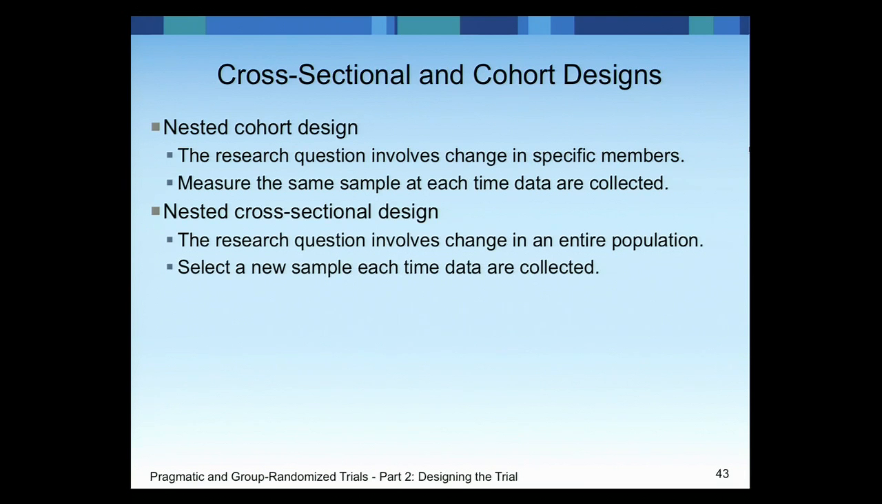As I mentioned, the nested cohort design measures the same sample of participants at each time point. This is the design that's preferred if your research question involves change in specific individuals or if you're interested in mediation analysis. The cross-sectional design involves different participants that are measured at each of the time points, and this design is preferred if your research question involves change in an entire population.